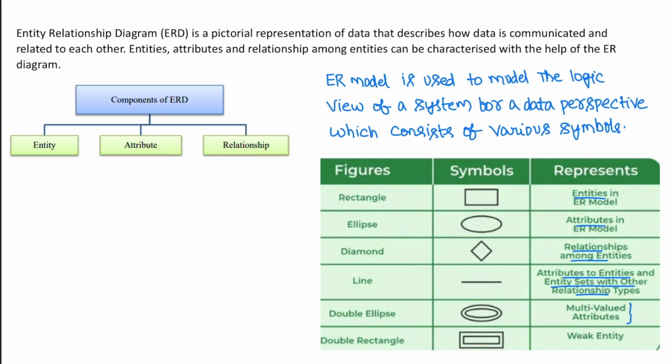This entity relationship model is used to model the logical view of a system from a data perspective, and it consists of various symbols. In the question they have given ellipse, and it represents attributes in the entity. The ER model is a pictorial representation of data that describes how data is related to each other. Entities, attributes, and relationships among the entities can be characterized with the help of the ER model. So the answer is ellipse. Next question.